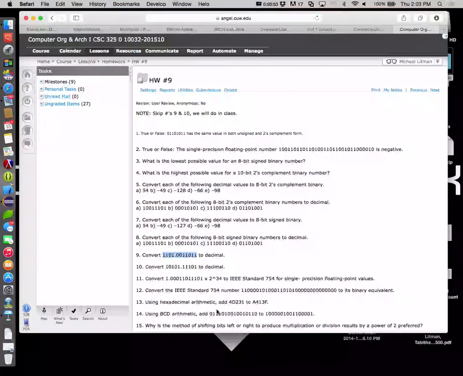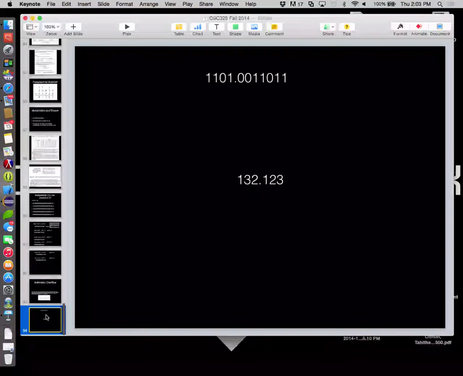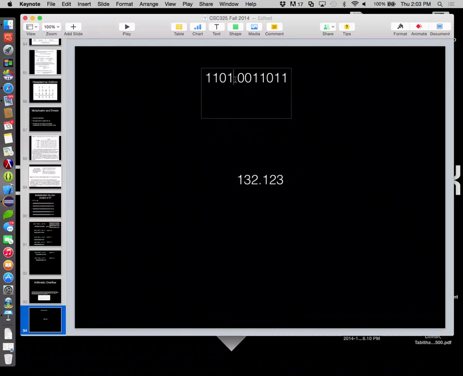So in this case, for this number up here, this is the 2 to the zeros place, 2 to the ones, 2 to the twos, 2 to the threes. This is 2 to the negative 1, 2 to the negative 2, 2 to the negative 3, 2 to the negative 4, 2 to the negative 5, 2 to the negative 6, 2 to the negative 7. All right? What is 2 to the negative 1?